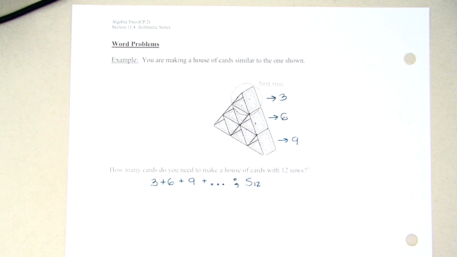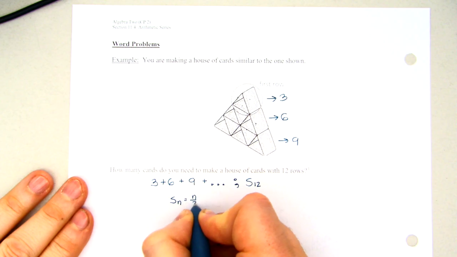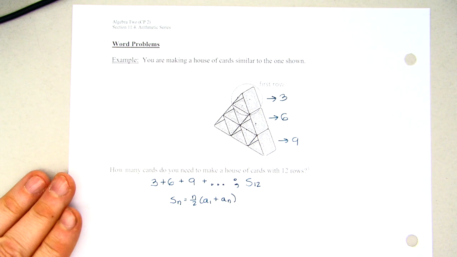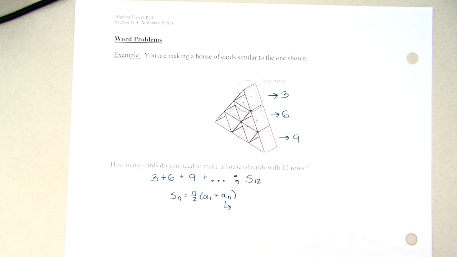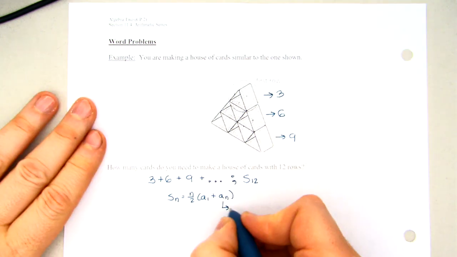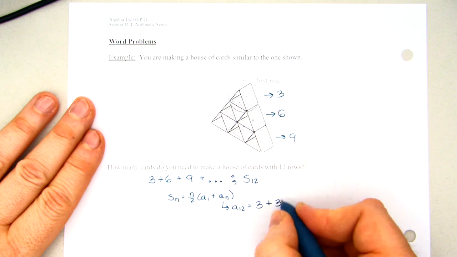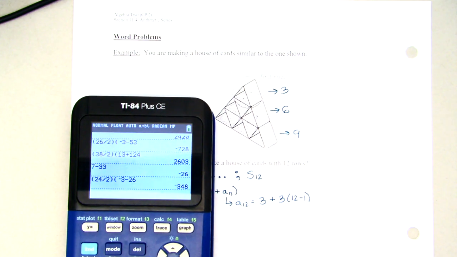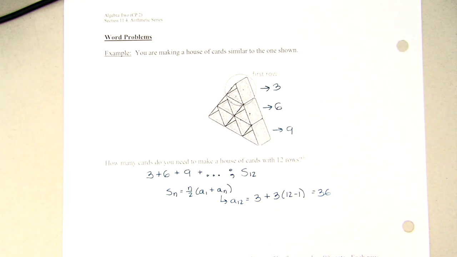Well, this is exactly what we did last time. We're going to use our S sub n equals n over 2 times a1 plus an formula. I know my n, I know my a1. You need to take a moment and figure out a sub 12, the number of cards in your 12th row. Please do that. A sub 12 is going to equal 3 plus common difference is 3 times 12 minus 1. The number of cards in that last row will be 36.